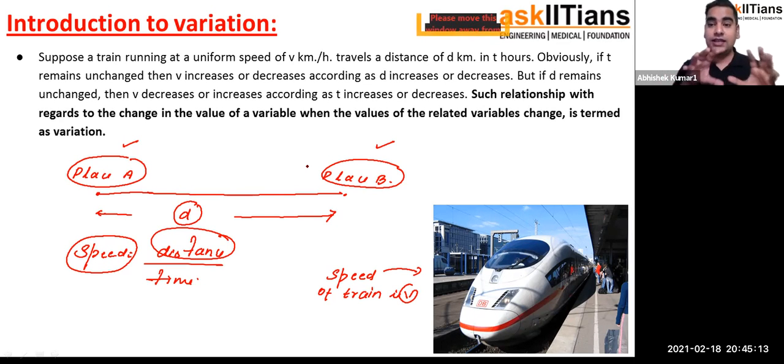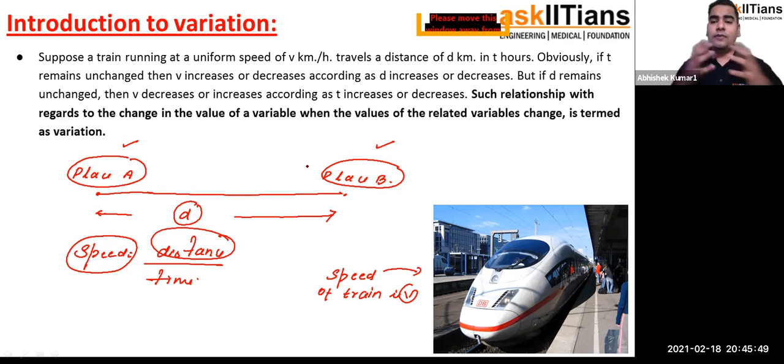So this situation that I discussed just now, where on increasing speed, the time taken to cover the distance between A and B is decreasing, and on decreasing speed, the time taken to cover the same distance between A and B is increasing, is the case of indirect proportion or variation. Here, when we are increasing one of the values, the other value is decreasing, or when we are decreasing one of the values, the other value is increasing. Whenever you come across such a situation, you can say that we are talking about indirect proportion.